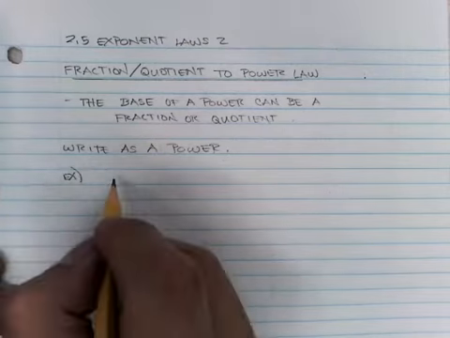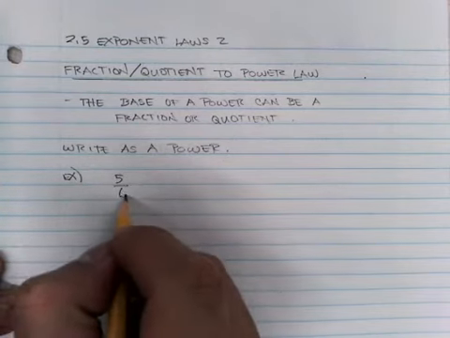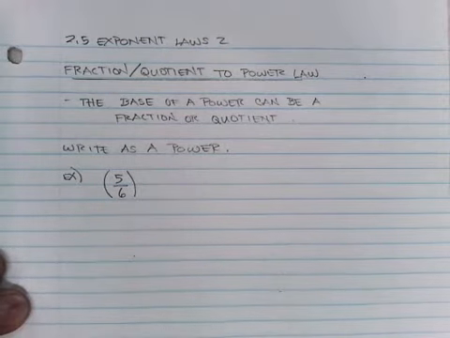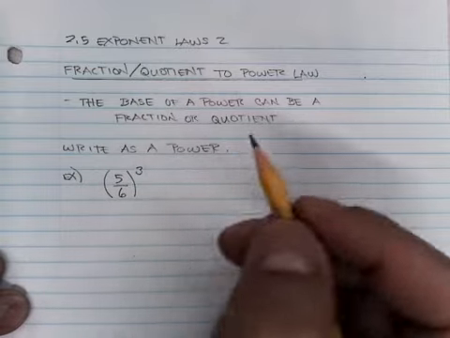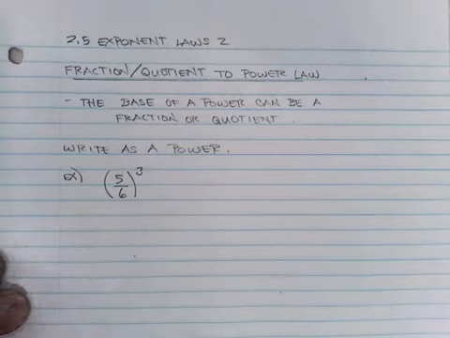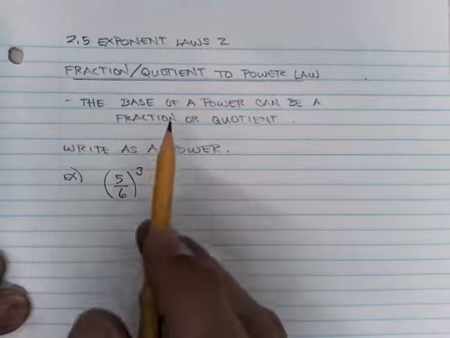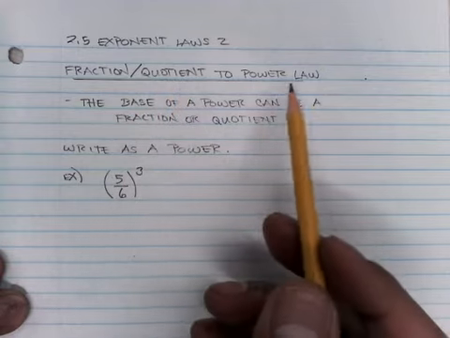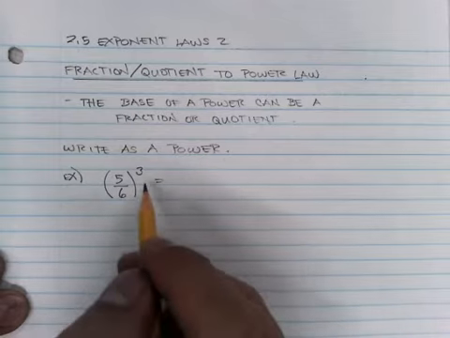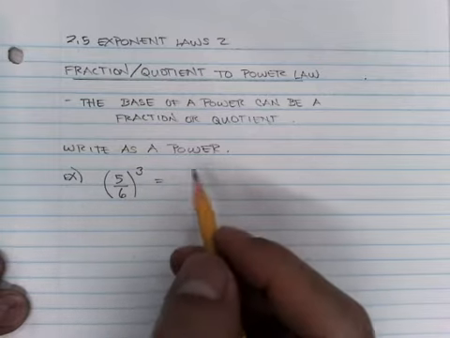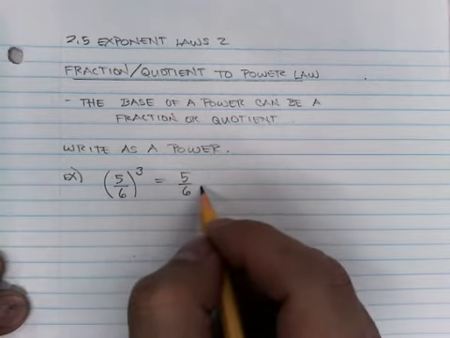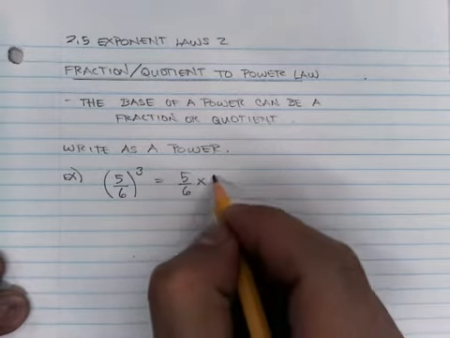So let's say you have a fraction 5 over 6. This will be our base, and we're going to give it an exponent of, let's say, 3. Again, we're just going to write this as a power. But at the same time, we're deriving or defining what the fraction quotient to power law is about. Now I'm going to write this power as a repeated multiplication. Well, what is that going to look like? Take 5 over 6 and multiply it by itself 3 times, like so.